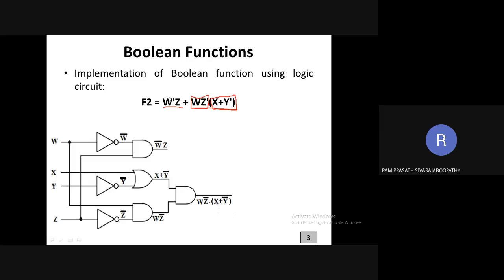This has to be performed OR with w bar z. So we need one more OR gate. That's it. So like this you can implement any digital circuit for a given Boolean function. Students, whether it is clear or you have any doubt? Is it clear? Shall we proceed to the next slide?